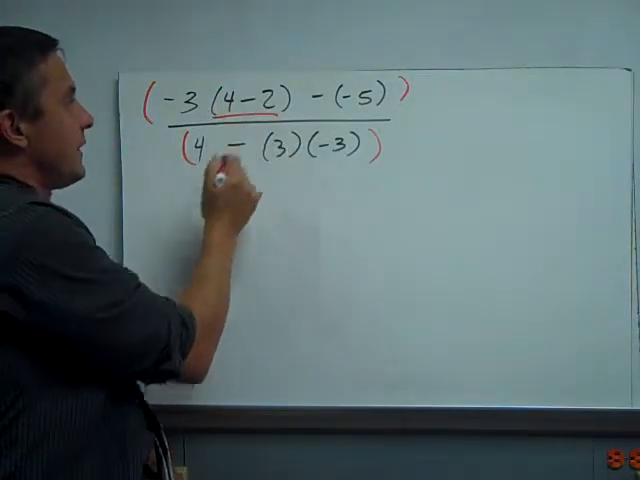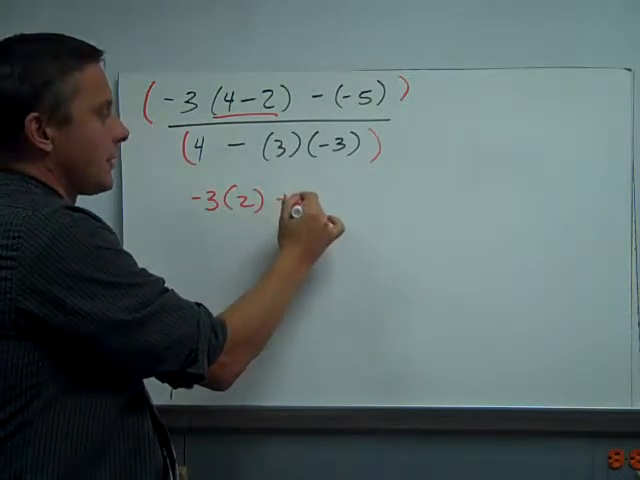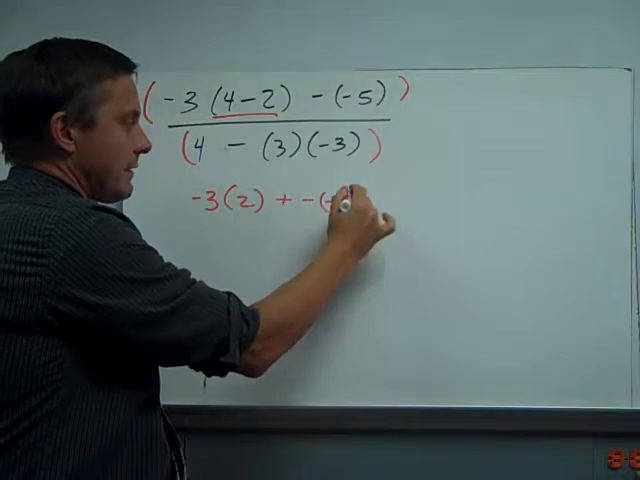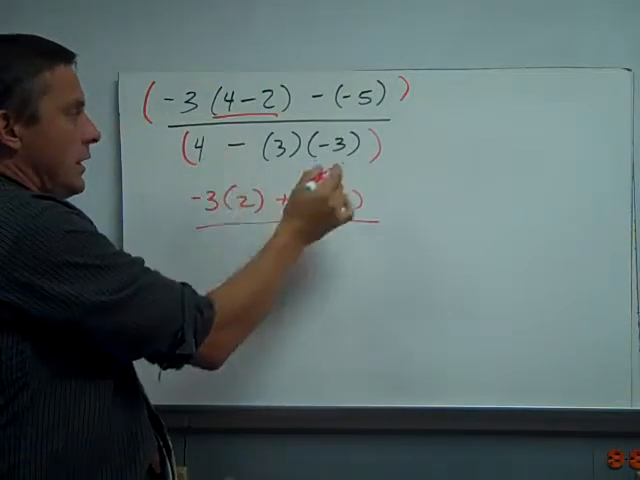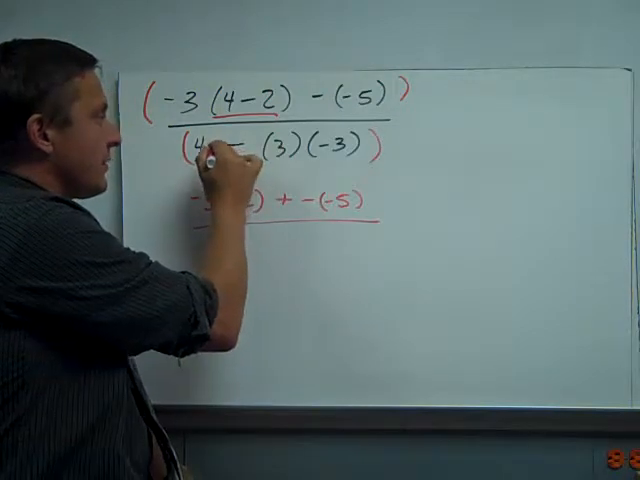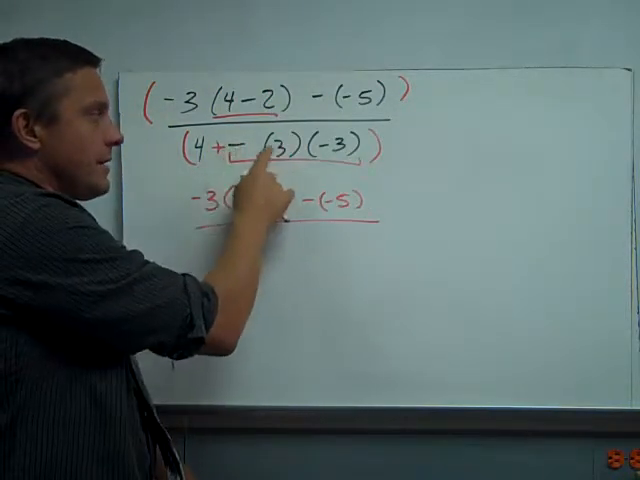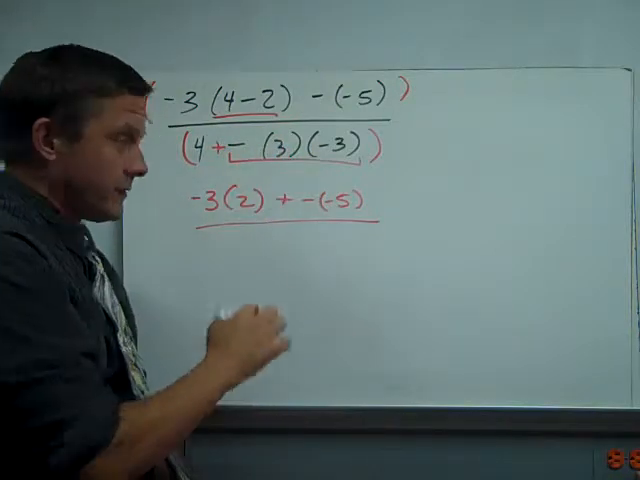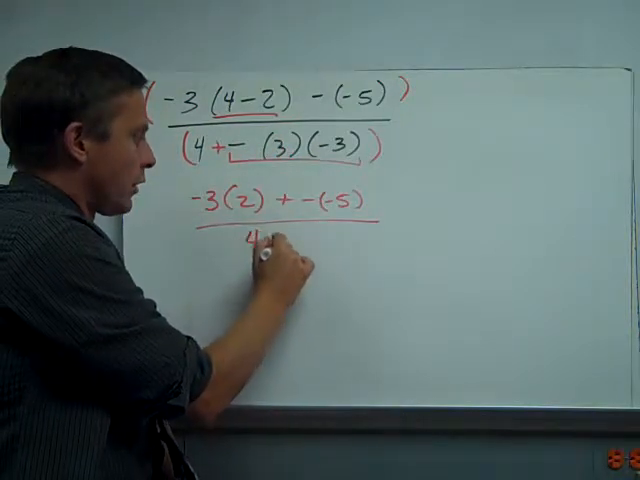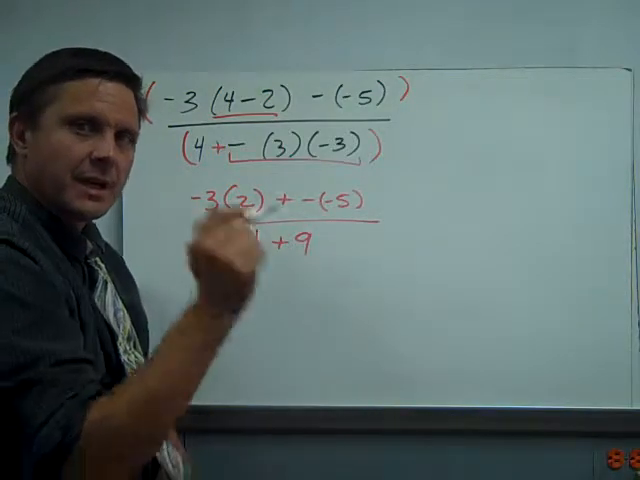In the numerator I have this, so I would have -3 times 2. I'm going to write plus -5 over, and again there are no parentheses, no exponents. I'm going to do some multiplication here. I'm going to put the plus in here, -3. Negative, positive, negative, 2 negatives make a positive. So I'm going to see the bottom is 4 plus 9. And again, you could work these by pausing me.